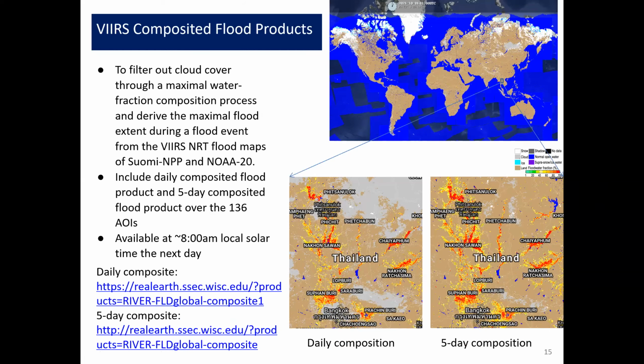This is the VIIRS composite flood product. We have a daily composite and a 5-day composite. This product uses a maximum water fraction composition process and derives the maximum flood extent during a period. It's available at 8 a.m. local solar time the next day. The right one shows an example of the daily composite and the 5-day composite.